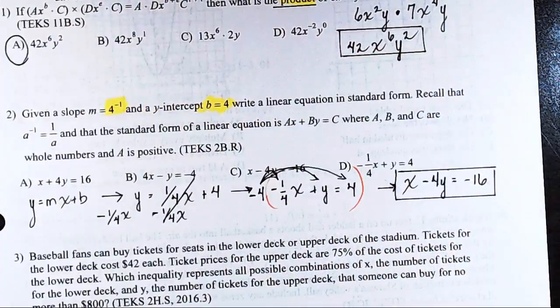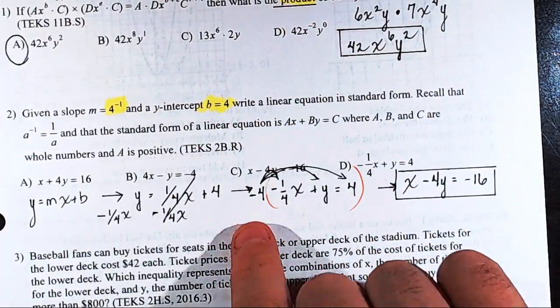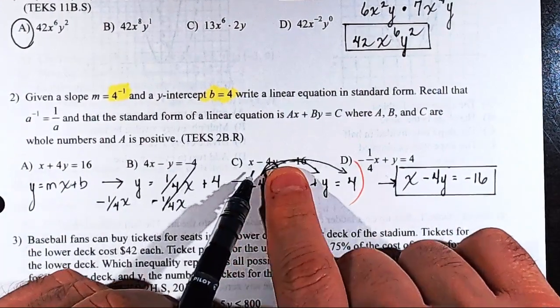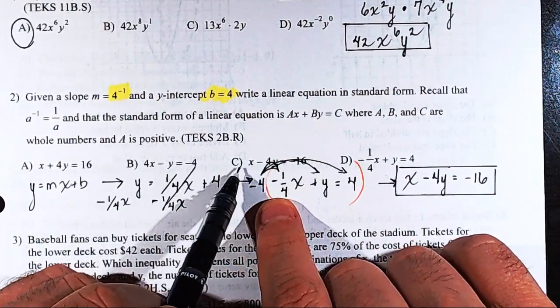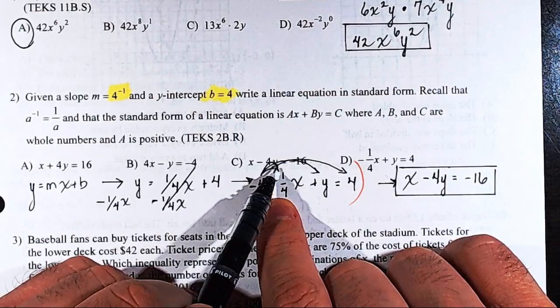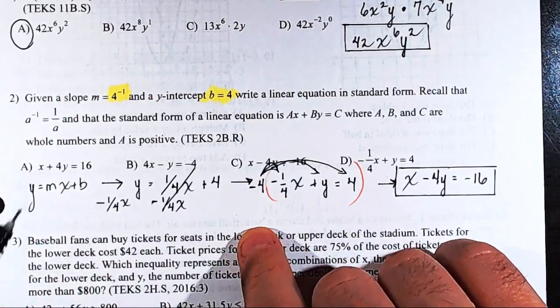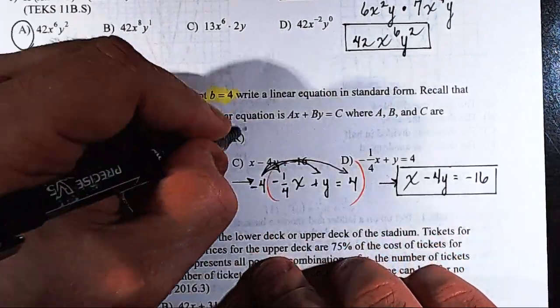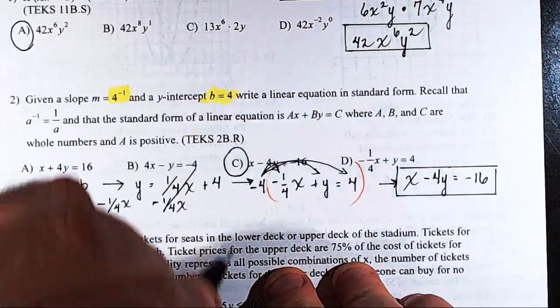X minus 4y equals negative 16. And actually, I think I've kind of covered it up here. C is x minus 4y equals negative 16. I covered it up when I drew those lines, but that's what it is, C.